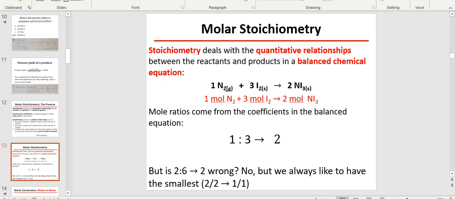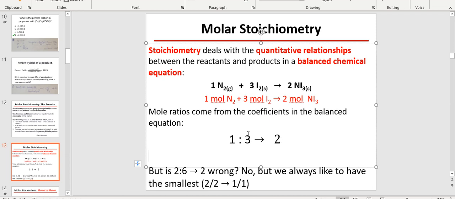I got 2 nitrogens here, 2 nitrogens here, I got 6 iodines here, I have 6 iodines here. Okay? In an exam question, I'll tell you if it's unbalanced or I'll tell you if it's balanced. All right? But the most important thing you need to do is calculate your molar ratio, which you guys already did. You did it 100 times in assignment 2.